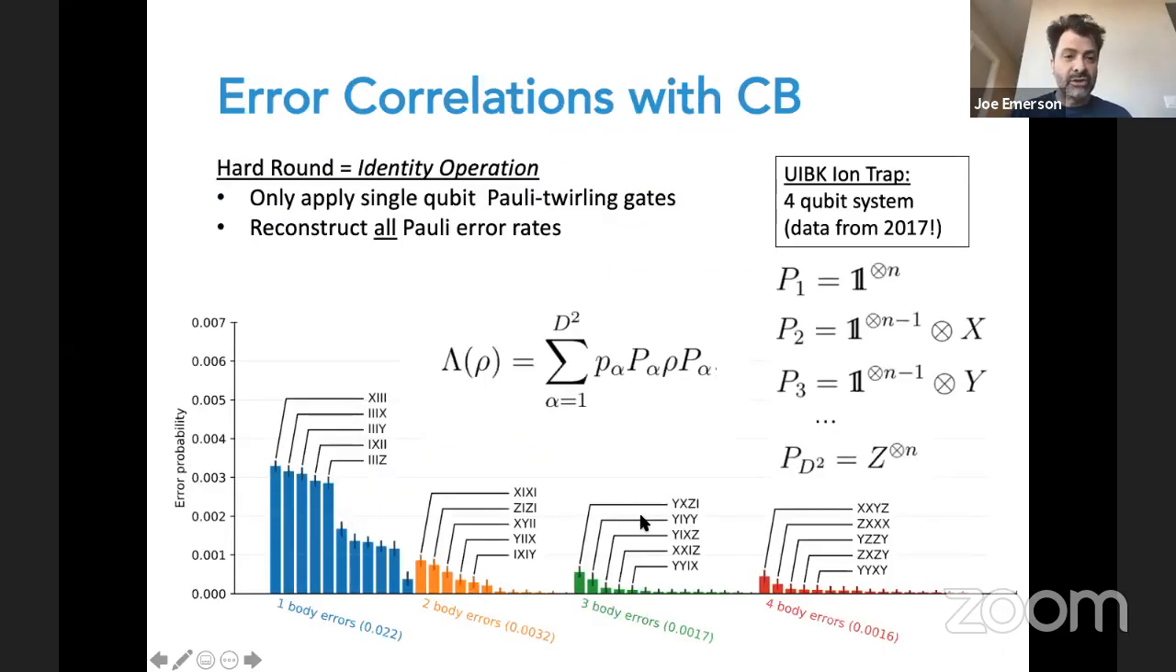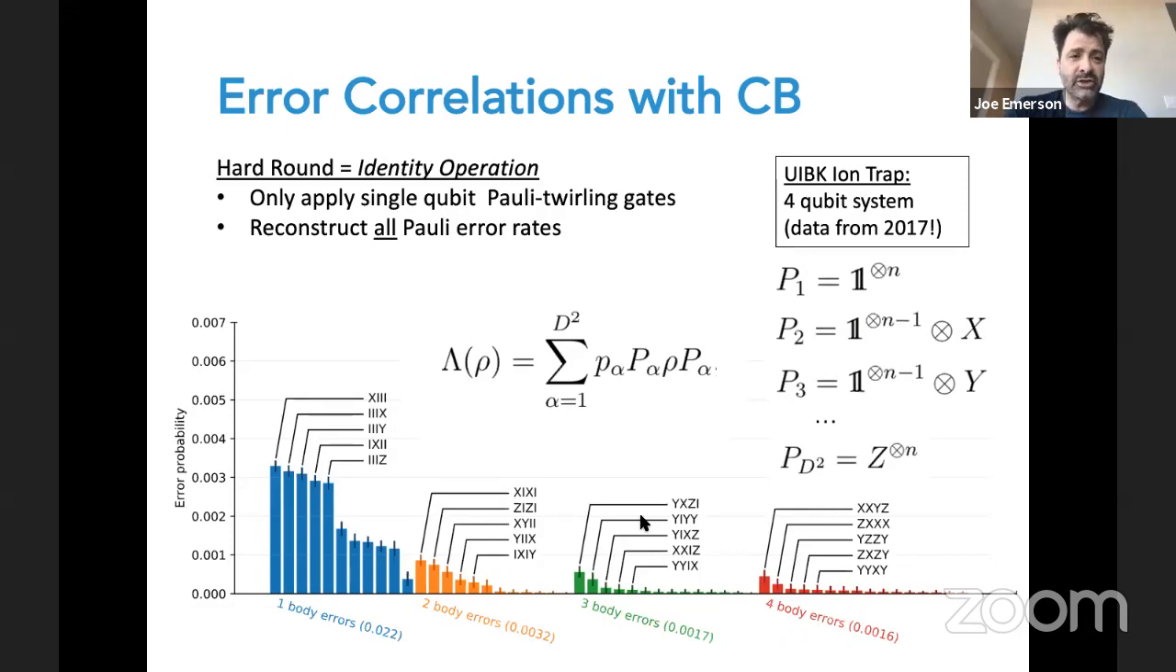And then now what I'm going to show you is a preview of what you're going to get. So the next two figures are preview figures. So if you don't understand everything about them, that's okay. I just wanted to give you a sense of where the talk is going. So here's the experimental data from that 2019 paper with Innsbruck.